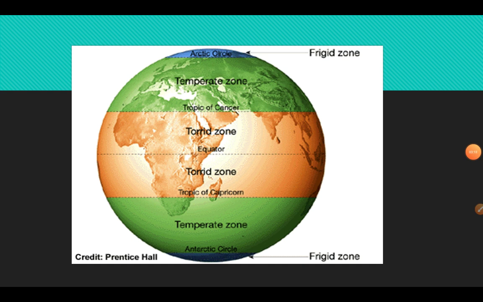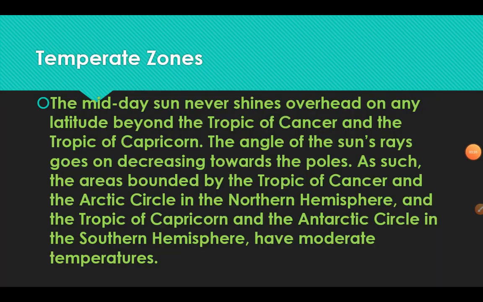Students, you can see the torrid zone in orange color, right? According to this image, the torrid zone receives maximum heat as well as maximum rainfall. Our second zone is the temperate zone.